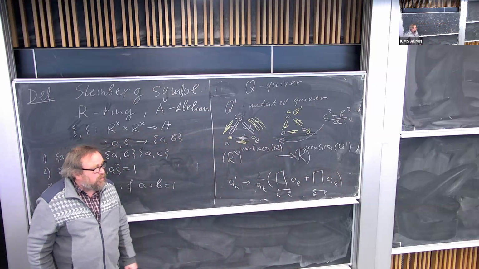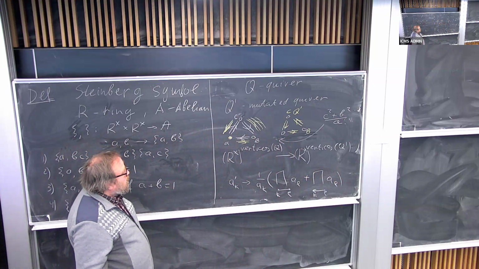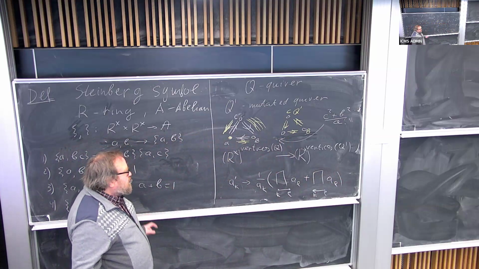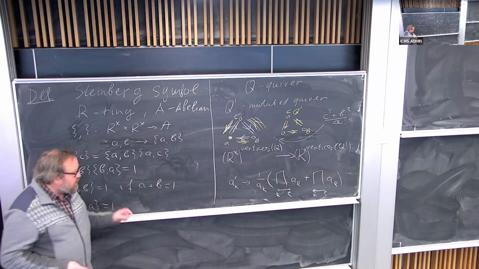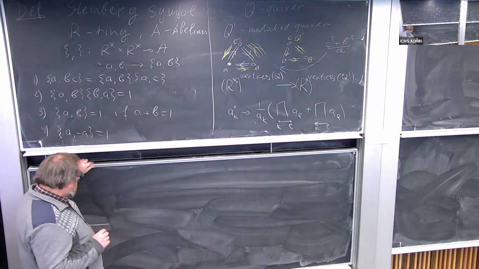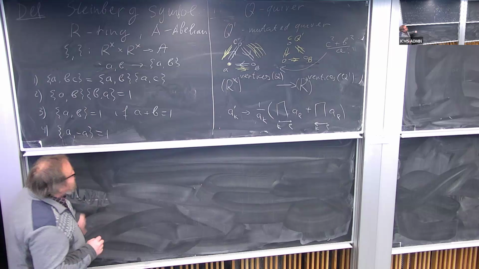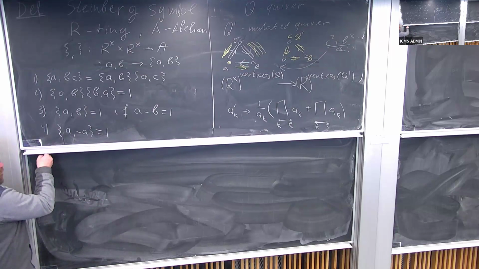But what if the numerator is 0? Then you don't land in R star. Well, it's a birational map, so this is not defined. There are some problems with that, but sometimes it's possible to avoid them, sometimes not. But this is now the theorem.